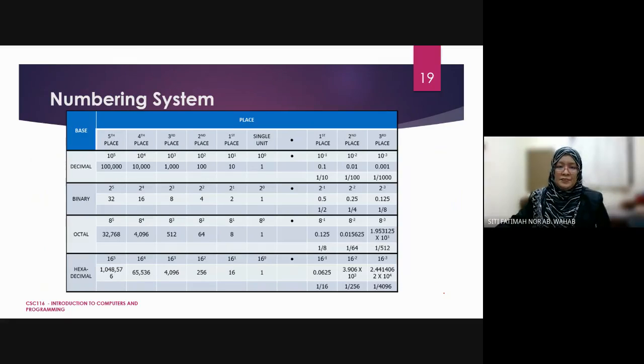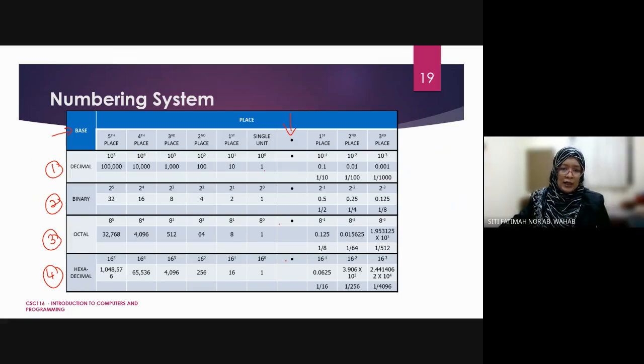Numbering system. We have different bases. We have decimal, binary, octal, and hexadecimal numbers. This is an example of calculating the number. This is the point: decimal point, binary point, octal point, hexadecimal point.